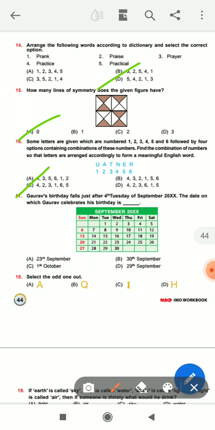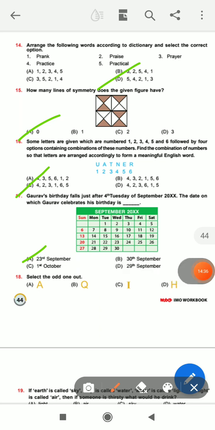Gaurav's birthday fell just after the 4th Tuesday of September 2000. The date on which Gaurav celebrates his birthday is dash. Look at the picture of the calendar. Okay, calendar C. So the answer is option A, 23rd September. Okay student.